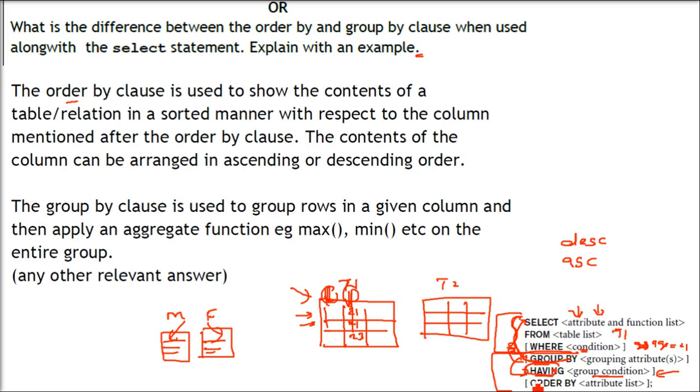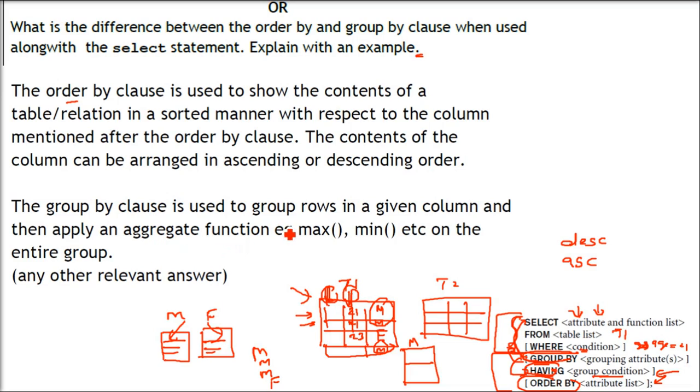See, grouping is combining the same things together, having is condition, and order by is now ascending and descending, serializing them. So group by clause is used to group rows in a given column. So you have a column with male, male, male. Let me add more. Now when you group by, male, male, male will come together, and then female, female, female will come together. Okay, this is the grouping.